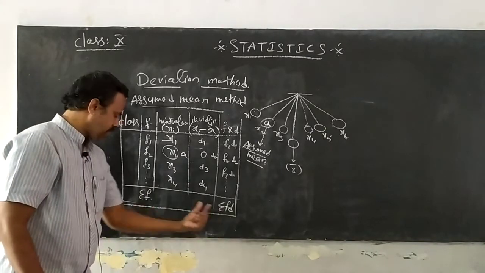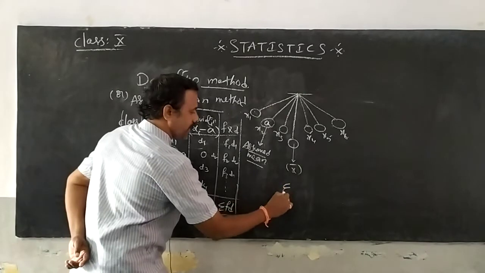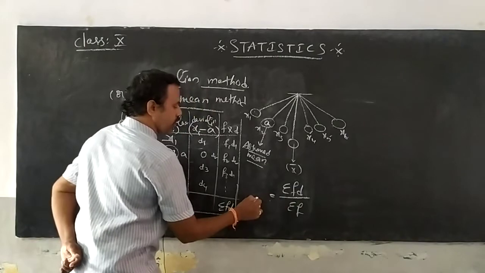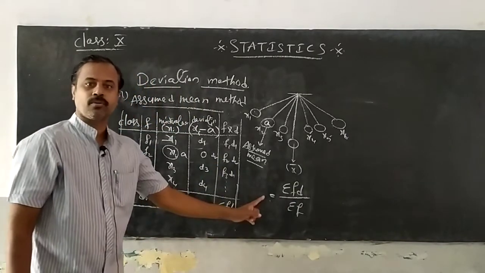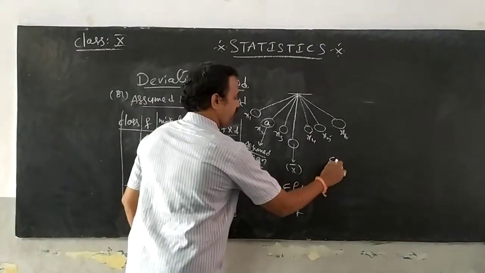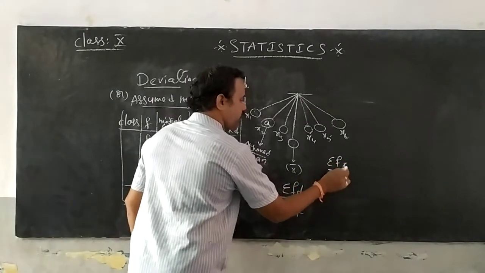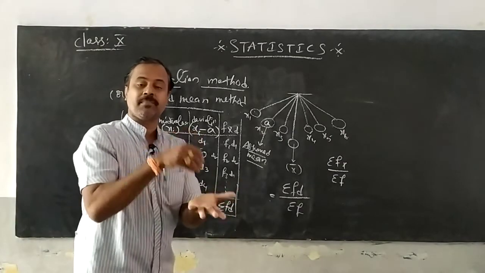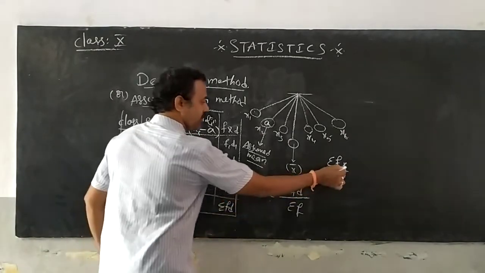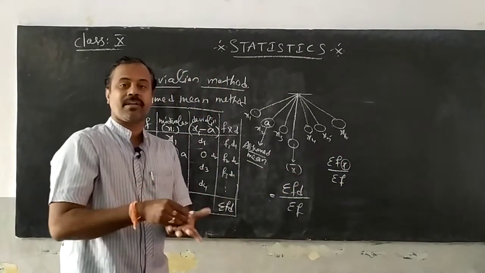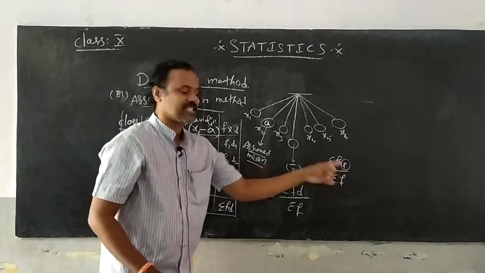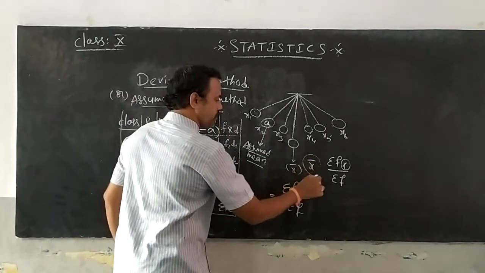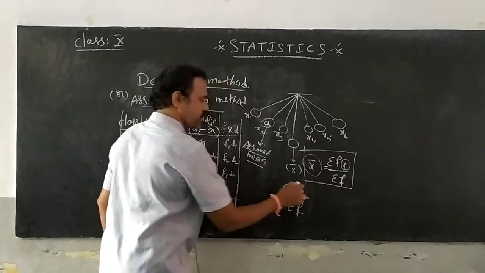Now this sigma fd is divided by sigma f. Observe carefully, I am going to ask a doubt. Sigma fd by sigma f, what do you call this one? I remember you, sigma fx by sigma f, what do you call this one? Very good, arithmetic mean. But arithmetic mean of what? As you have here x, this is nothing but the arithmetic mean of the observations. X is considered as the observations. So the mean of the observations, x bar, is most important to us.